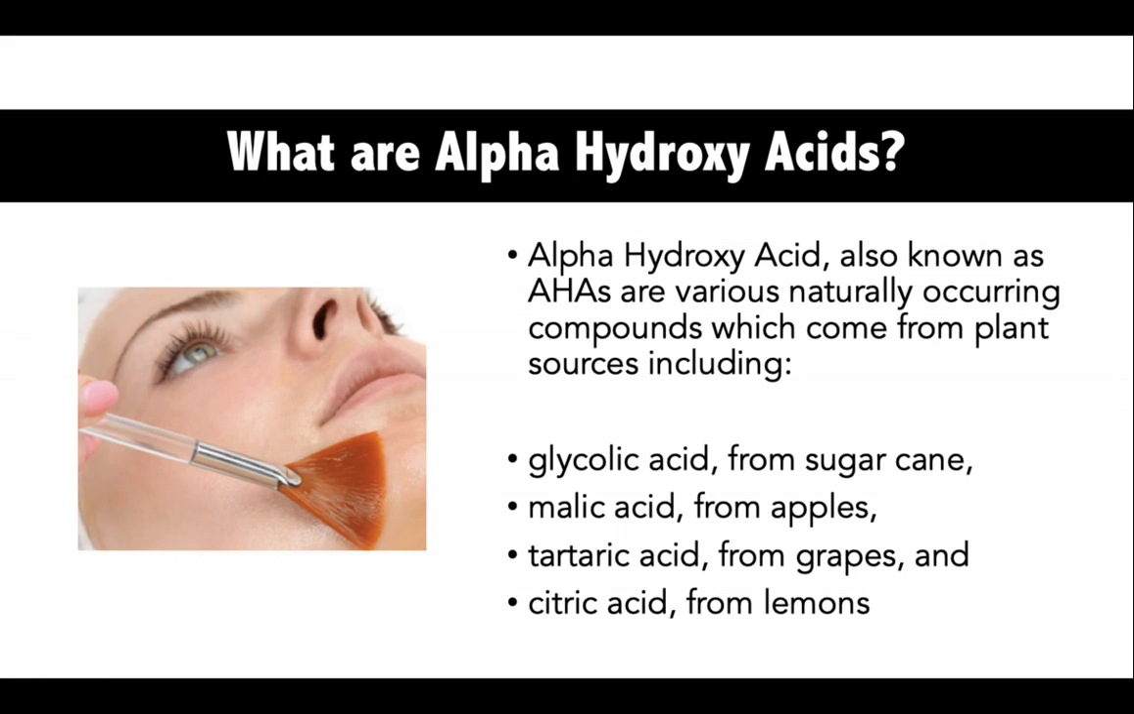Glycolic acid is a main type of AHA used. However, glycolic acids can also be combined in products with other acids including lactic acid, citric acid, and other acids. Glycolic acid is a superficial peeling agent which is derived from sugarcane. Regarding the chemical structure, it is the smallest AHA and is highly hydrophilic, which means it is attracted to water.